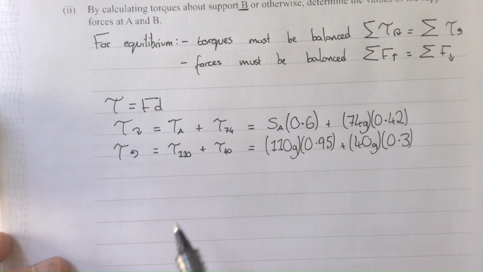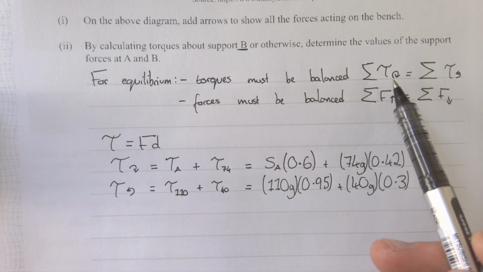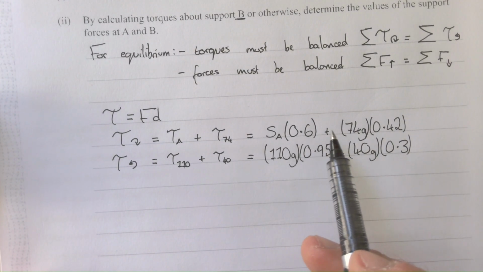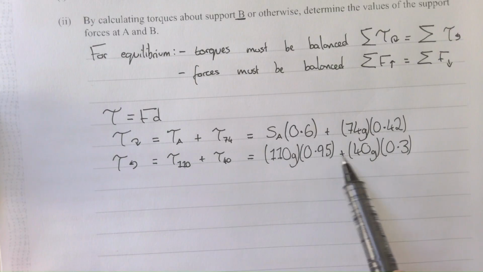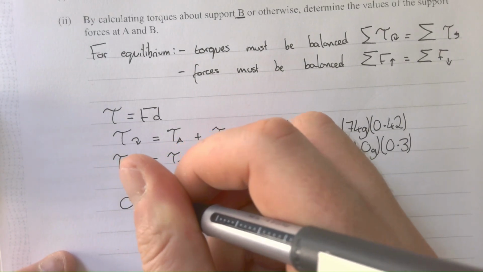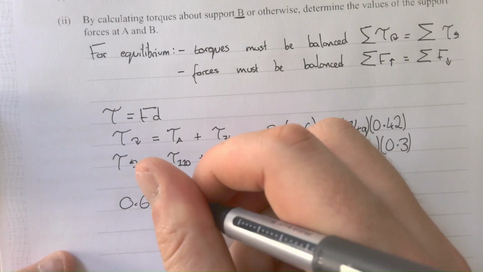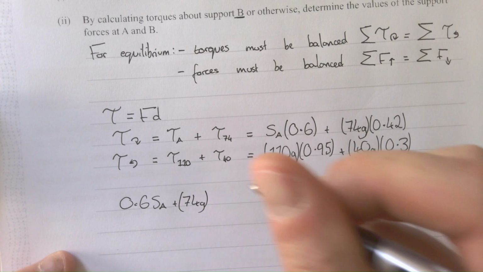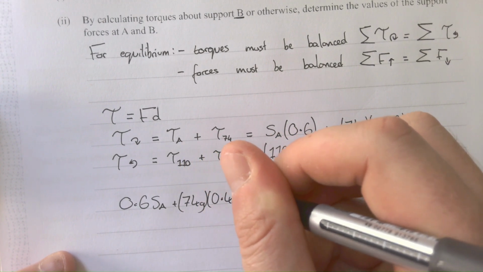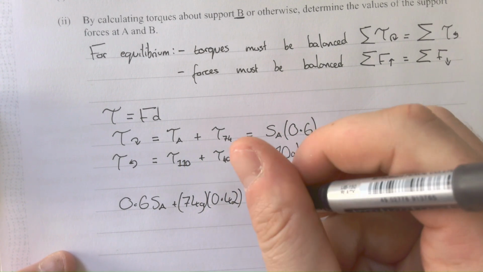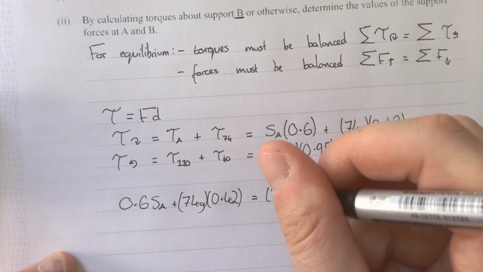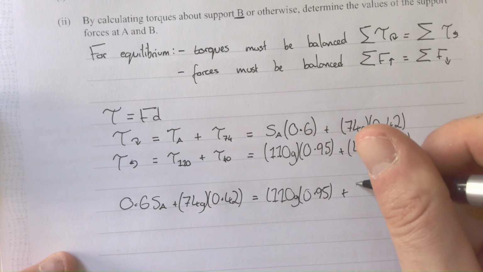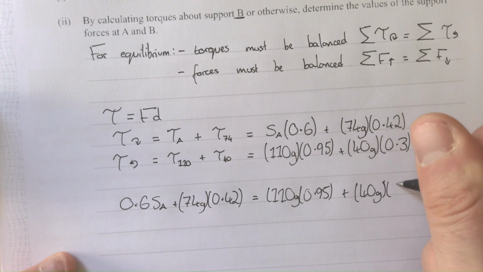So that being said, I said at the start that the sum of all my torques anti-clockwise must be the same as all my torques clockwise. Therefore, all this expression must be equal to the bottom one. So 0.6 SA plus 74G times 0.42, which is where you might want to work them all out if you were keen. But I'm going to say that these are equal to 110G times 0.95 plus 40G times 0.3.